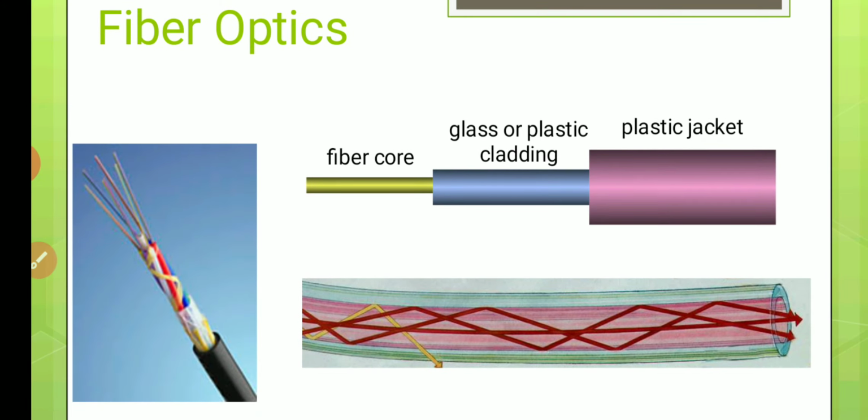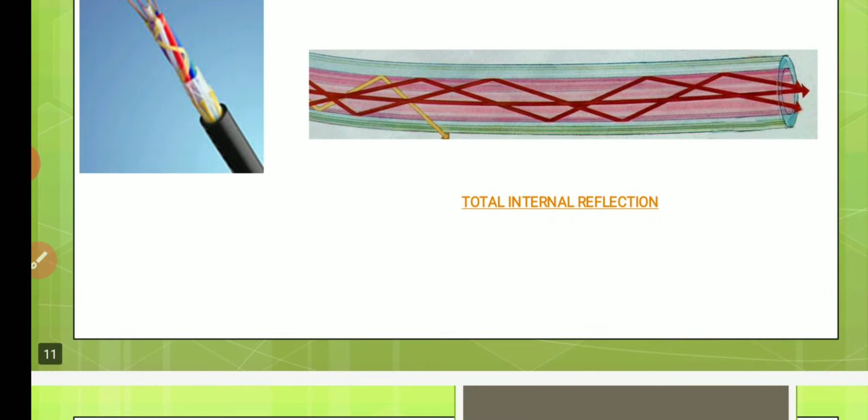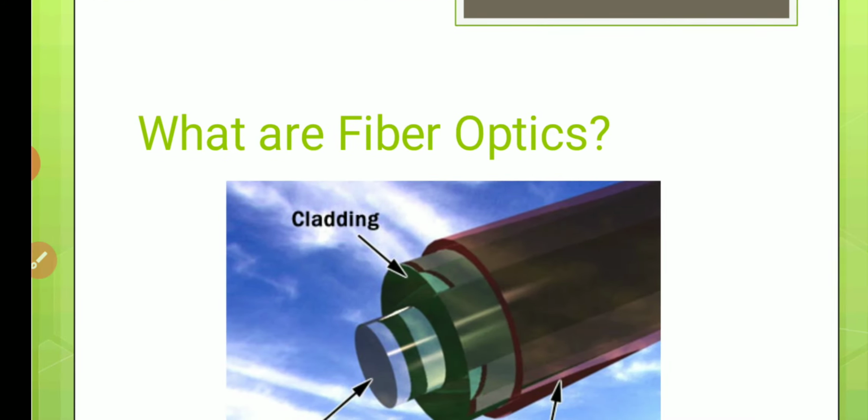Then again the fiber core, that is the yellow portion, the blue portion is the glass or plastic cladding, and the plastic jacket. In the right bottom figure, the red line is light passing through the core only, that is, you must remember the light passes only through the core. The yellow line is where the incident angle is sometimes less than the critical angle, and the light is refracted out of the core. It is an error in the fiber optic communication.